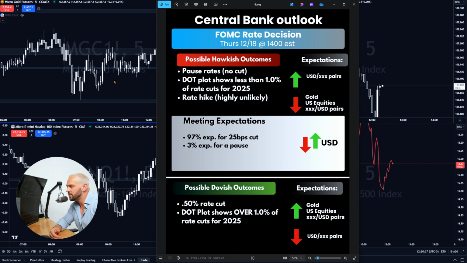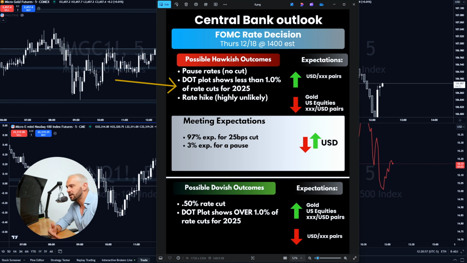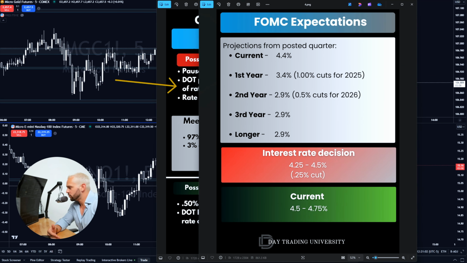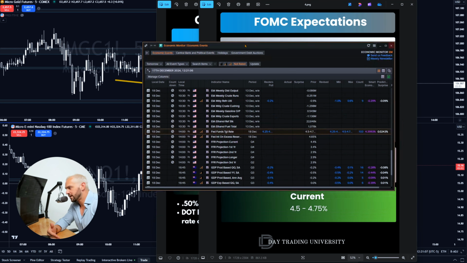So now, another thing to look for possible hawkish outcomes would be the dot plot showing less than 1% of rate cuts for 2025. This is why I said it's important to understand this, right? So if you look here, for 2025, we're expecting 100 basis points or 1.0% of rate cuts. So if they release their projections and it shows less than that, it'll look like this. Let me show you my calendar. So this is what my economic calendar looks like, right? Once again, from my news terminal. And you can see here all the projections.